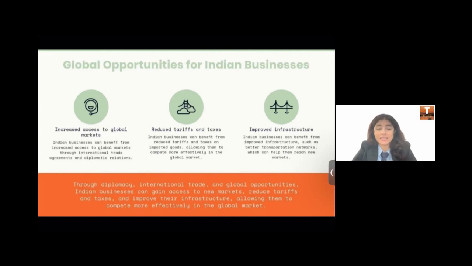Now talking about licensing: licensing the intellectual property. So licensing Indian intellectual property, including patents, trademarks, and copyrights, to international partners. This can generate revenue streams and facilitate technology transfer.